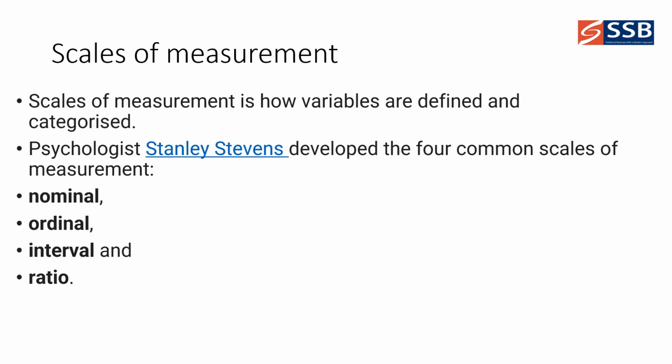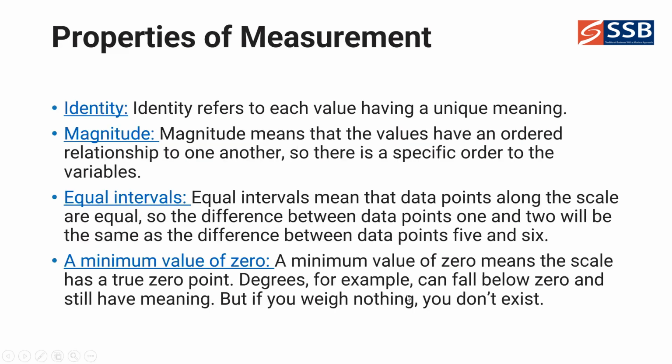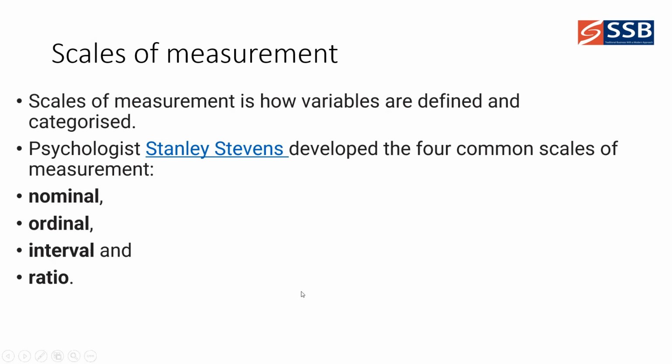As I told you, psychologist Stanley Stevens developed four important common scales of measurement. What are those scales? The first one is the nominal scale, then the ordinal scale, the interval scale and the ratio scale. If you're giving a questionnaire, going for an interview method, or having a focus group discussion, your questions or questionnaire would be measuring in any of these four ways: a nominal scale, an ordinal scale, an interval scale, or a ratio scale.